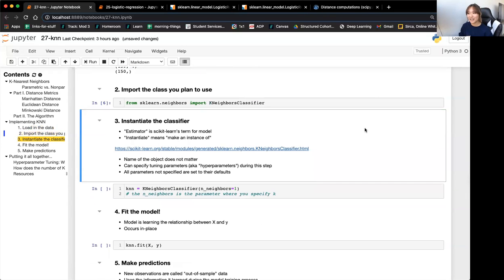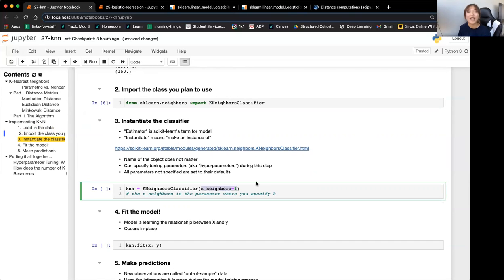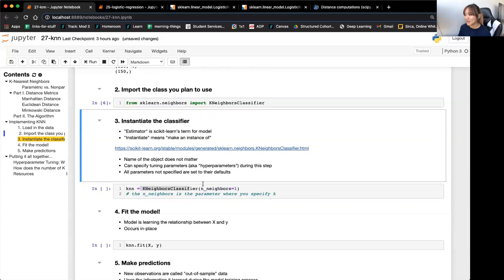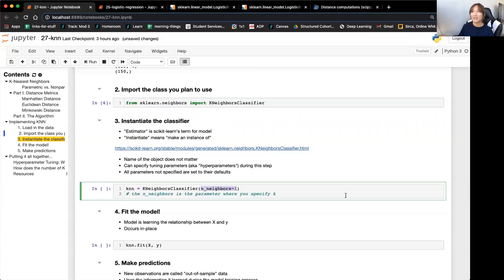Next, we're going to instantiate it. And in the instantiation step, very similar to what we were doing with ridge and lasso and with logistic regression, is where you can define your hyperparameters. So here, your estimator is this, and you're making an instance of this. And here we can specify how many neighbors you want to look at.